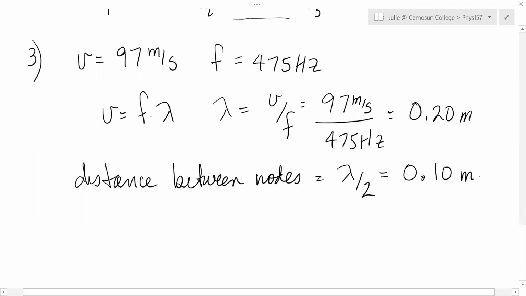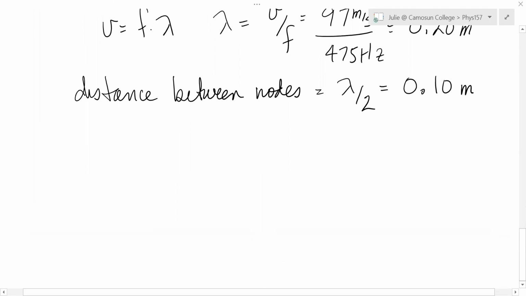Okay, that's 3. Now, number 4 is a really good question. It's one of these ratio questions, and you have quite a few of these on your assignment. We have 2 strings. Oh, this is not, this number 5, that's the ratio.